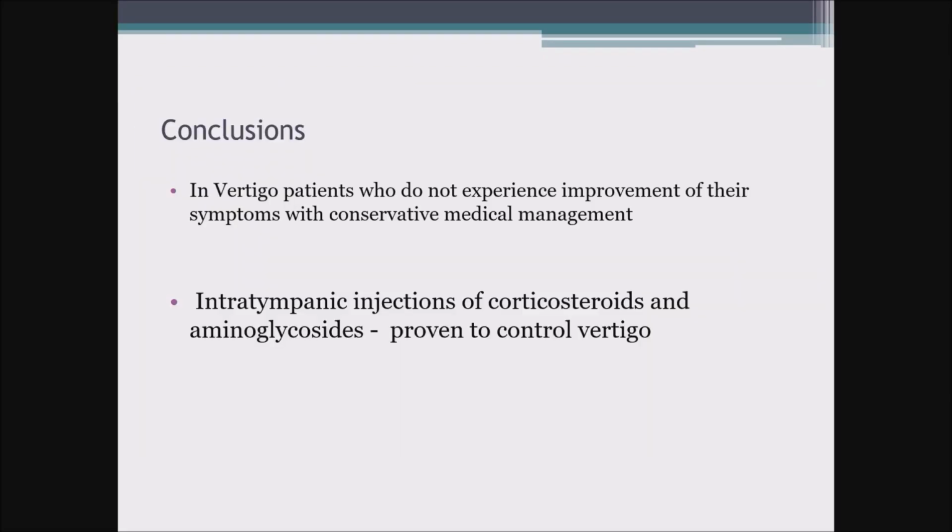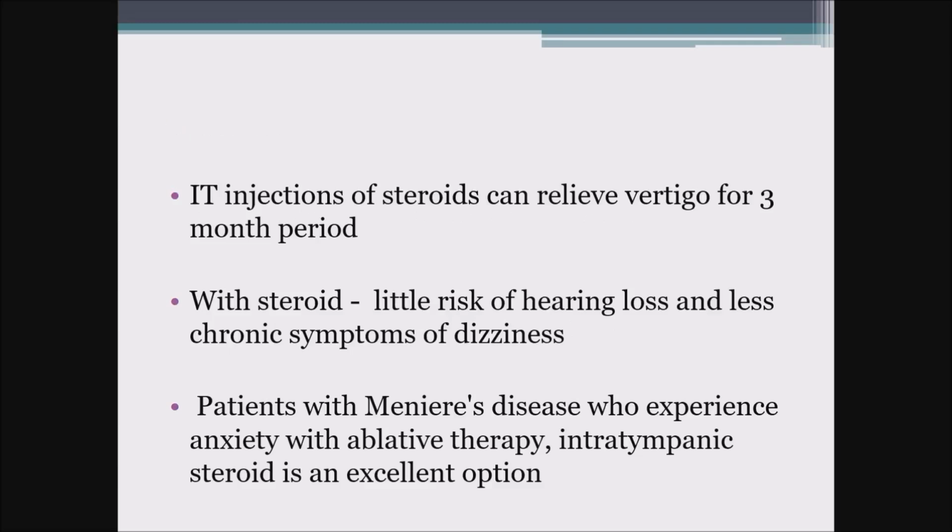So the conclusion is that intratympanic therapy is indicated in vertigo patients who do not get improvement with conservative treatment, and intratympanic steroid and aminoglycosides both have similar results. Intratympanic steroid can relieve vertigo for a 3 month period, and with the steroid the risk of hearing loss is less. And for patients with Meniere's disease who experience anxiety with ablative therapy, intratympanic steroid is a good option.